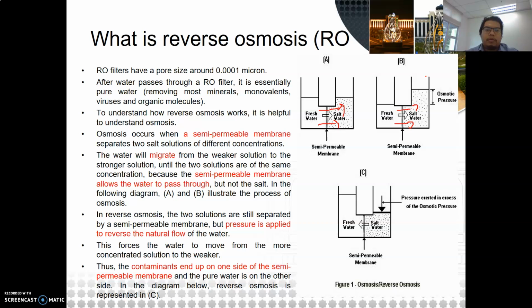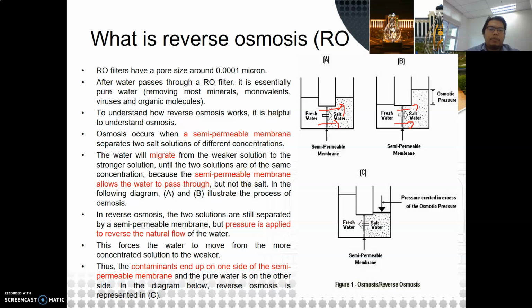So osmosis is about different concentration. The water will move from a lower concentration to a higher concentration, so it will make sure that the concentration is balanced, or what we call equilibrium. So the water here will migrate from the weaker solution to the stronger solution until the two solutions are of the same concentration, because this semi-permeable membrane allows the water to pass through, but not the salt. So it only allows the water.